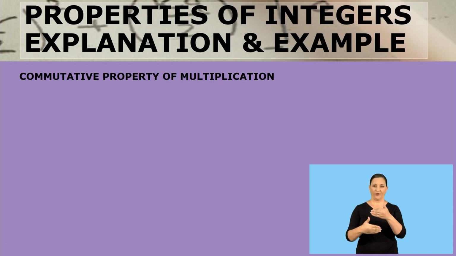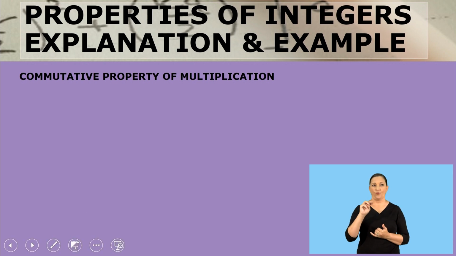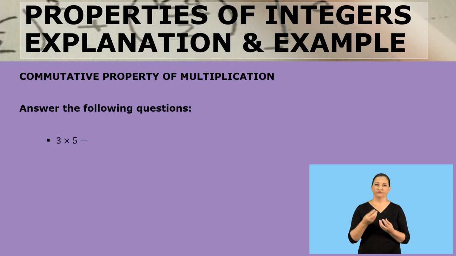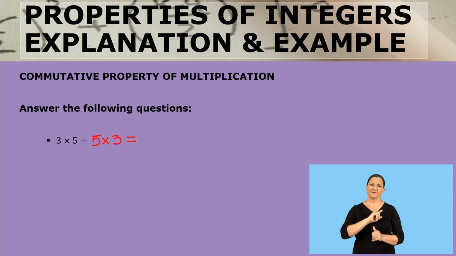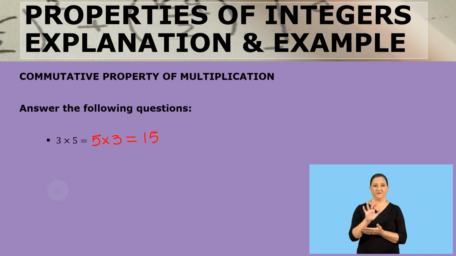Let's move on to the commutative property of multiplication. So we have 3 multiplied by 5. Of course, this is the same as 5 multiplied by 3 because multiplication is commutative. Now, 3 multiplied by 5 or 5 multiplied by 3 is 15.